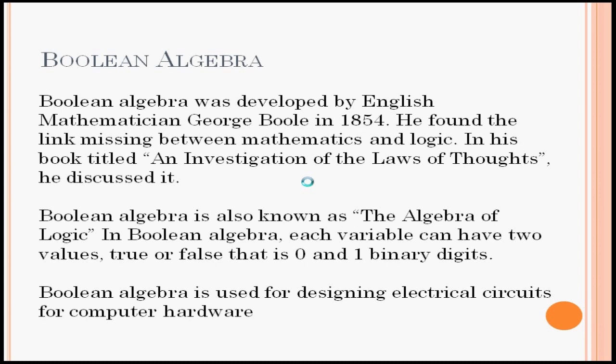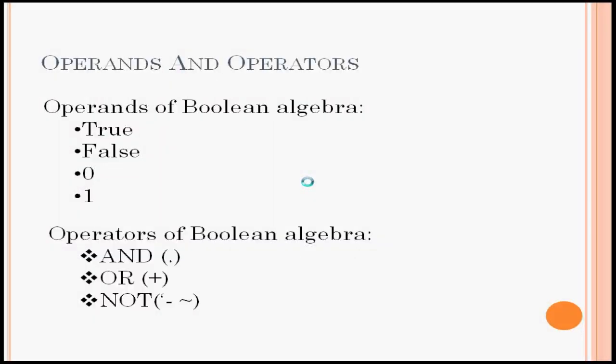In Boolean algebra, each variable can have two values, true or false, that is 0 and 1, binary digits. Boolean algebra is used for designing electrical circuits for computer hardware. Operands and operators of Boolean algebra. Operands of Boolean algebra are true, false, or 0, 1. Operators of Boolean algebra are AND, OR, and NOT.